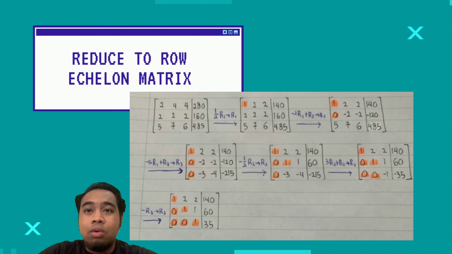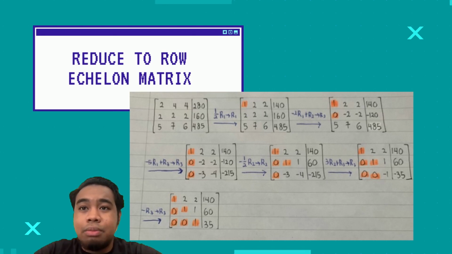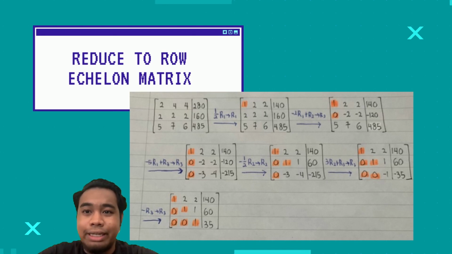So how do we reduce it? We have 3 operations. The first is to interchange 2 rows. The second is to multiply a row by a constant. The third is to add a multiple of one row to another row. So that's how we reduce to a row echelon matrix, and we can see step by step how we reduce to row echelon.